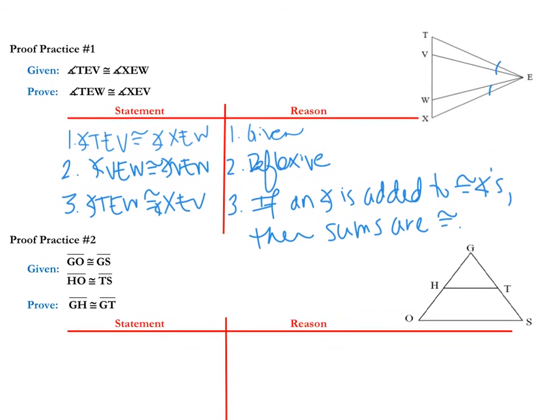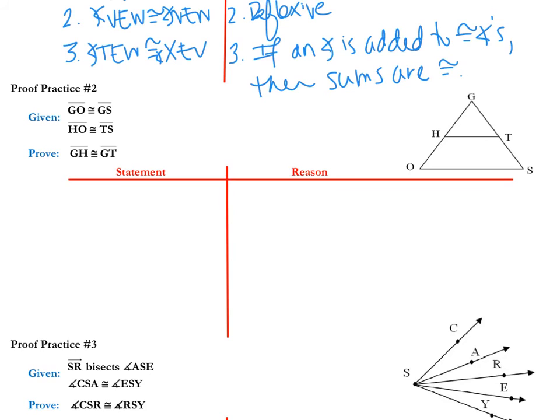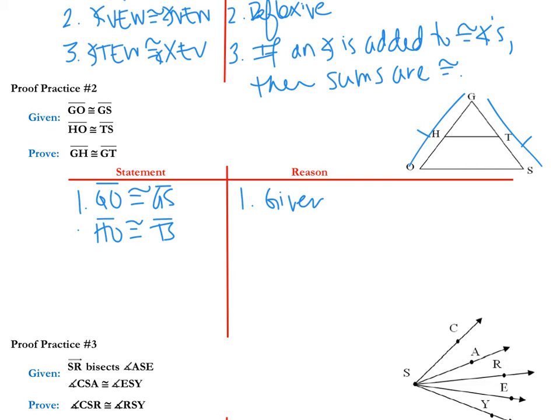So, perfect example of that is in proof 2, we're given that GO is congruent to GS, and HO is congruent to TS. Notice that we have two pairs of segments, and so we can use our theorems. Prove that GH is congruent to GT.